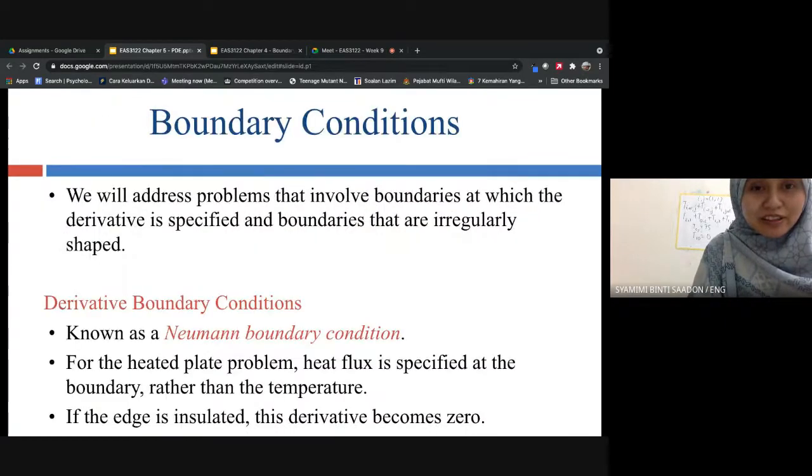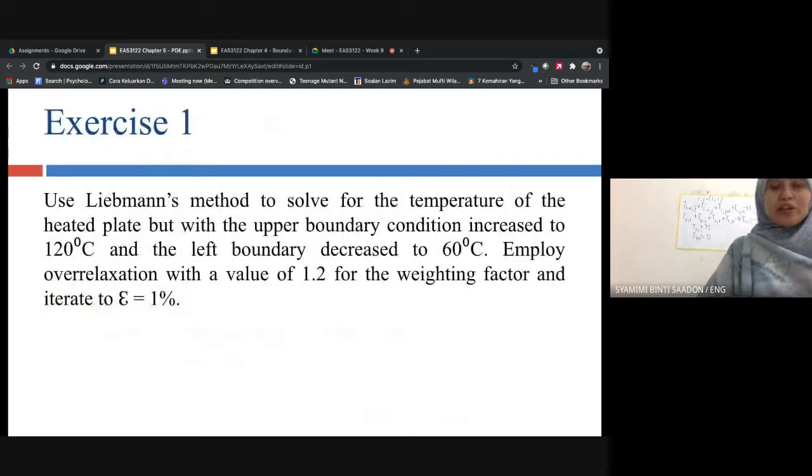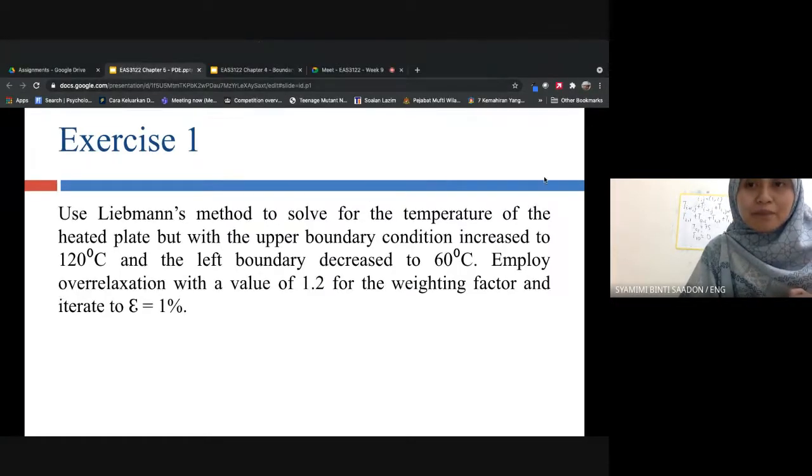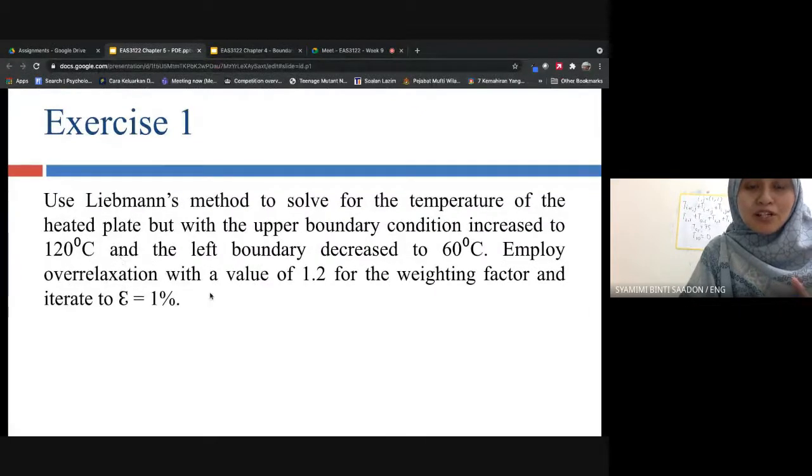This one you can do by your own self. The same problem, but we're not going to do it now. You can do it as homework. Use Liebmann's method, the same method as just now, to solve for the temperature of the heated plate, but with the upper boundary condition increased to 120 degrees Celsius and the left boundary decreased to 60 degrees Celsius. Employ over-relaxation with a value of 1.2 for the weighting factor and iterate to epsilon 1%. You can try this one as your homework.